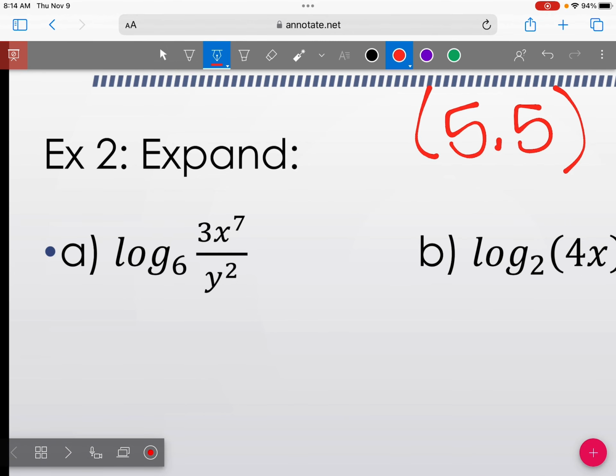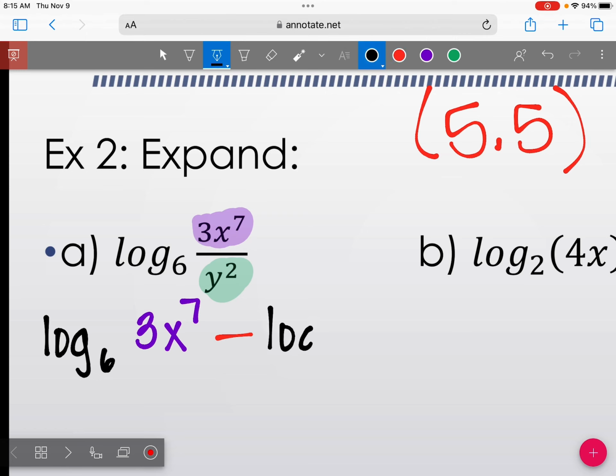It is going to expand with what? Subtraction, good. So it'll be the numerator minus the denominator. So when I expand it, it's log base 6 of 3x to the 7th minus log base 6 of y squared. Yes, it's always going to be the numerator first minus the denominator.